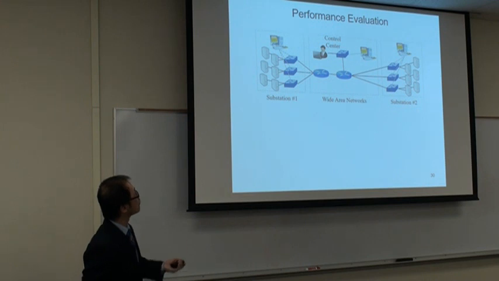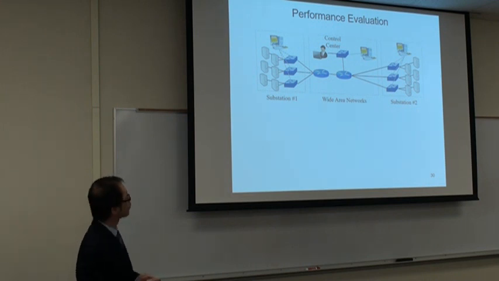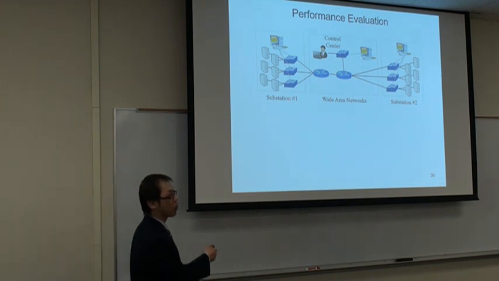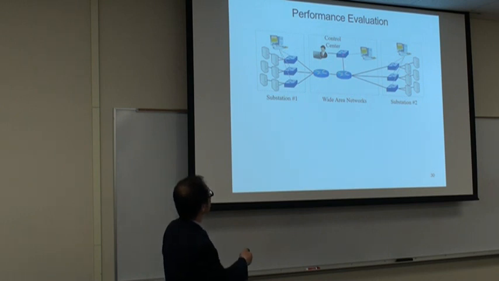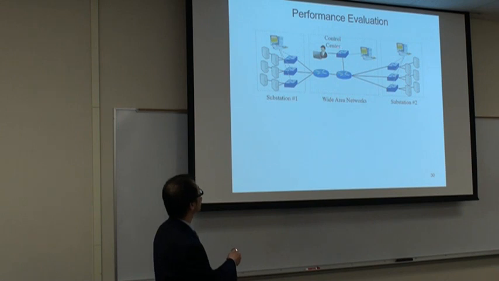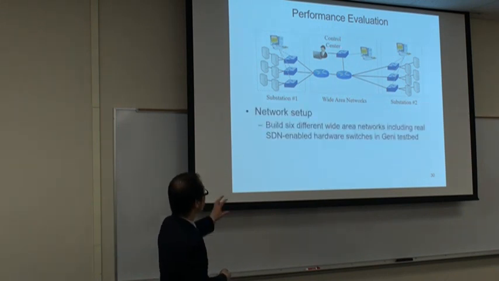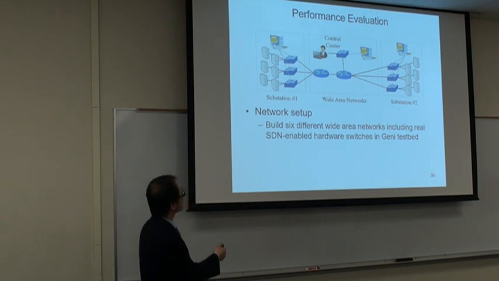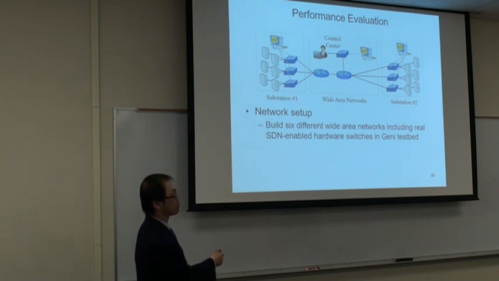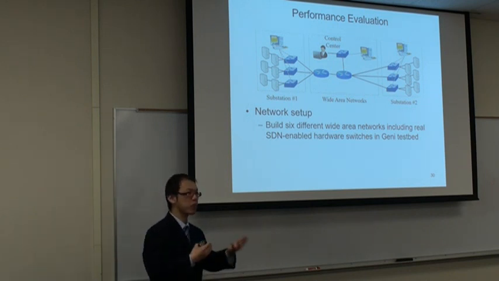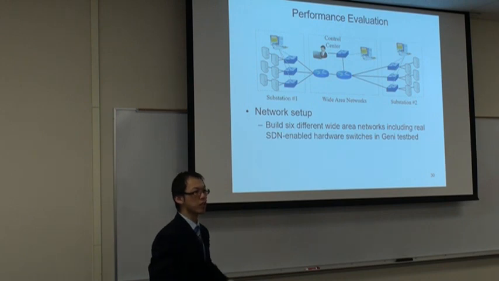So for the communication performance evaluation, I constructed communication networks with some different topologies to simulate communication between the control center and substations. This one here is the simplest topology. I built 6 different wide area networks by changing the topology, with different topologies extracted from some datasets from the public internet.